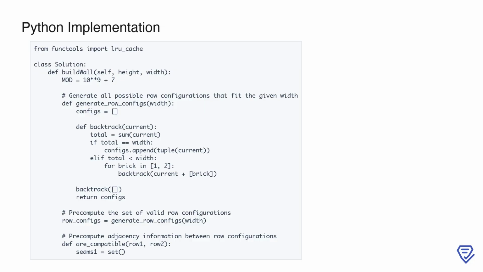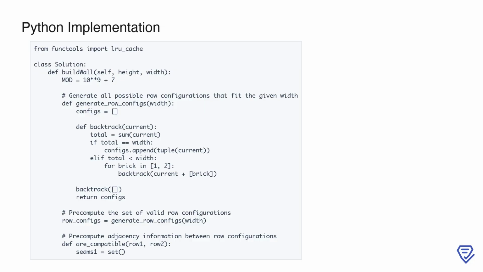The first step is to generate all possible row configurations that fit the specified width. This is achieved using a helper function called generate_row_configs. Inside this function, we use a backtracking approach to explore possible combinations of bricks of size 1 and 2. By recursively adding bricks, we check if the total width equals the desired width. If it does, we store the configuration as a tuple in the configs list. Once all valid configurations are generated, they are returned and stored in the row_configs variable. These configurations represent the building blocks for constructing the wall.